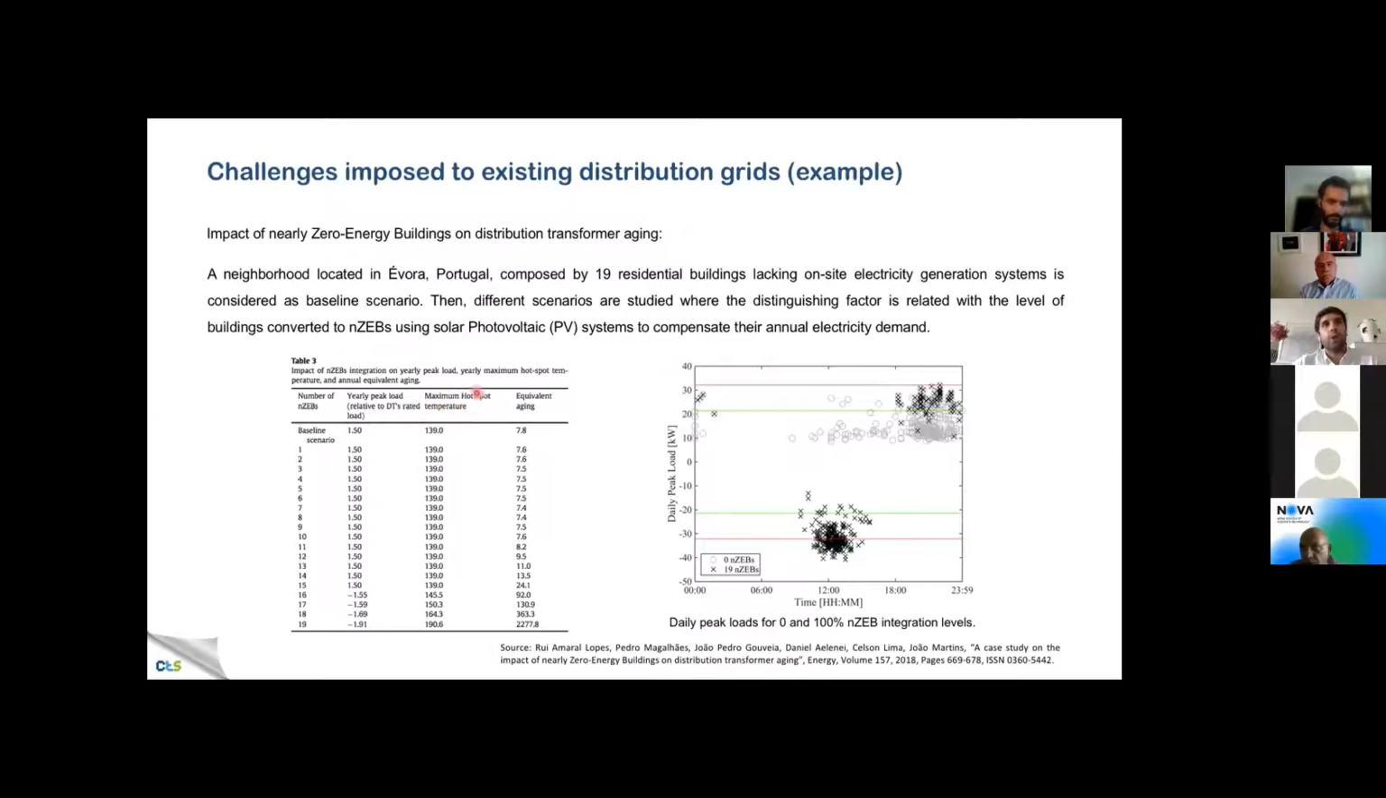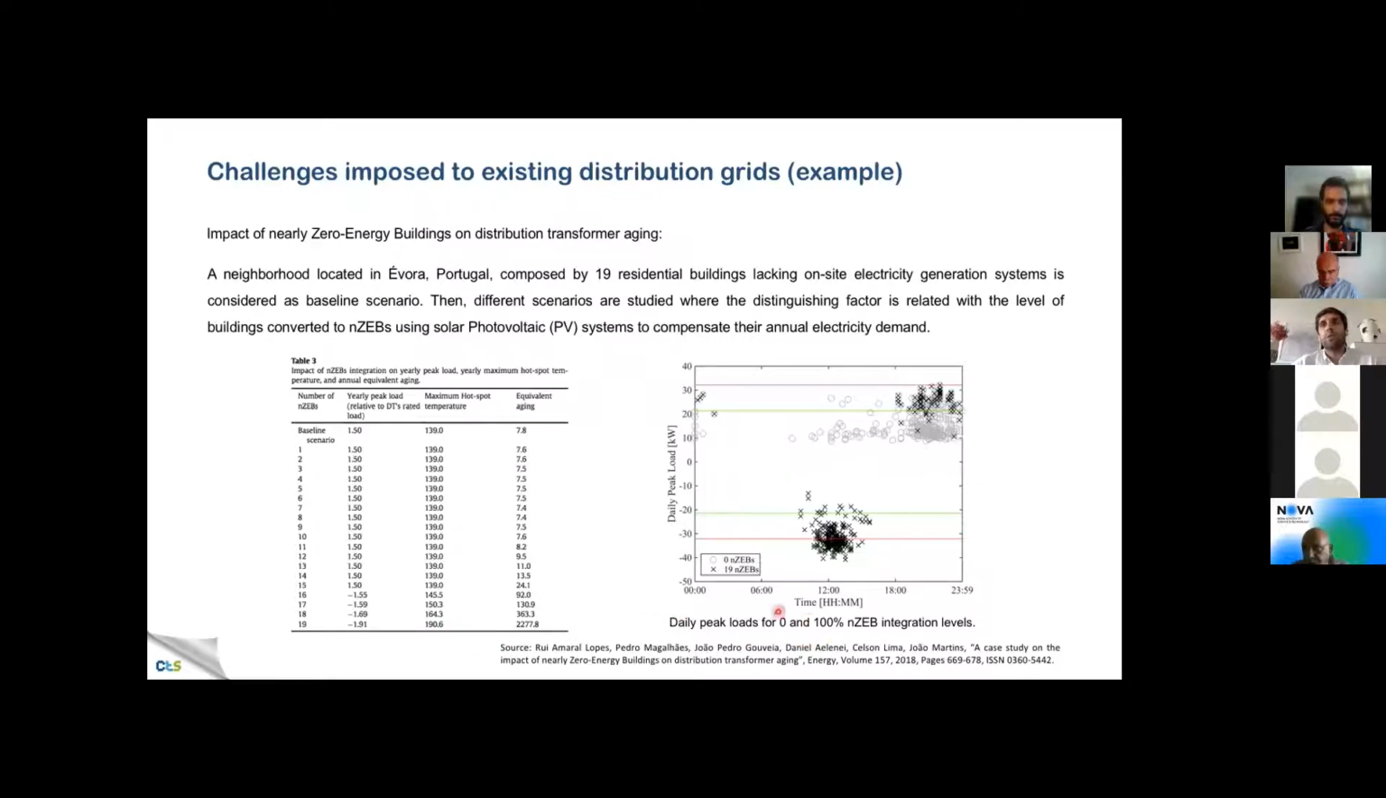Also, the oil temperature, the hottest spot, increases from 139 degrees to 190. This would mean that the transformer would probably fail, or at least would have huge thermal stress. Then the aging of the transformer would increase from 8 days to more than 2,000 days. So the transformer would operate, but the aging would be very accelerated.